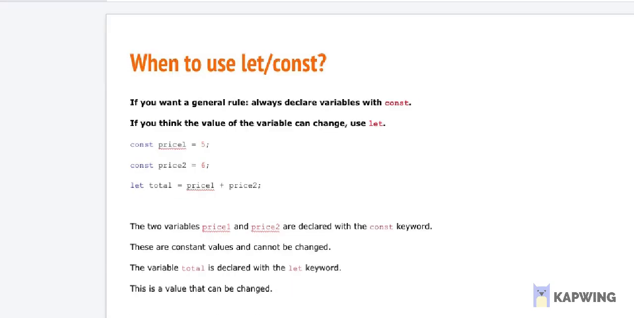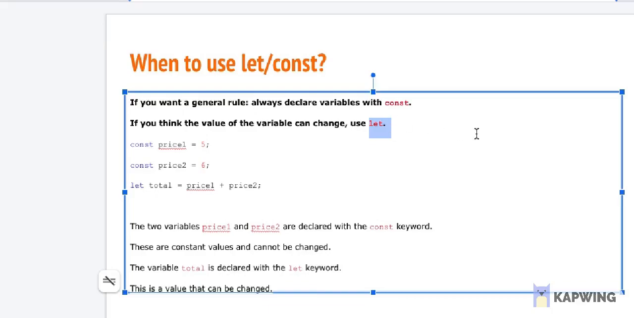So the general rule is to always declare variables with const, and if you think the variable can change, use let. When we learn Node backend, you're going to see this example very much, and it's widely accepted. So this is a constant price one.